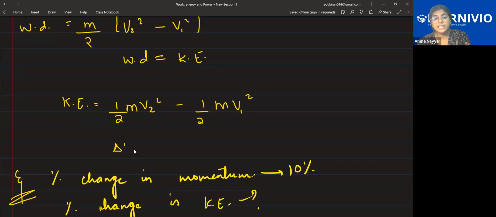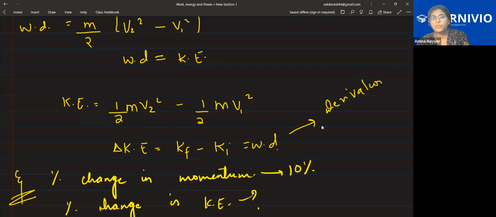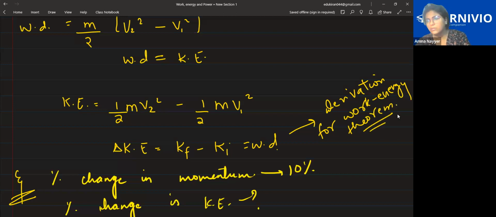So what is the change in kinetic energy? Final kinetic energy minus initial kinetic energy. And what was it equal to? The work done. So this is actually a derivation for work energy theorem. Write it in here. Any doubts? I'm here.